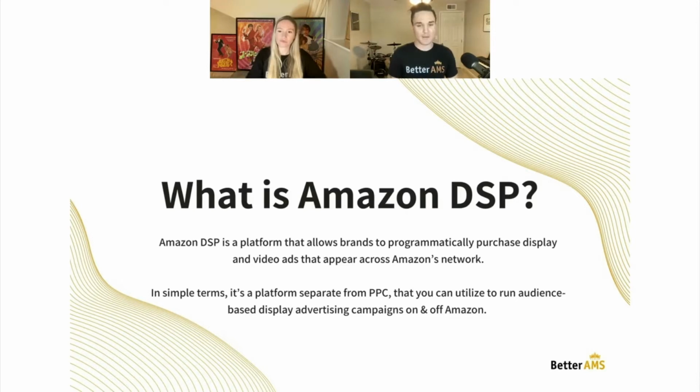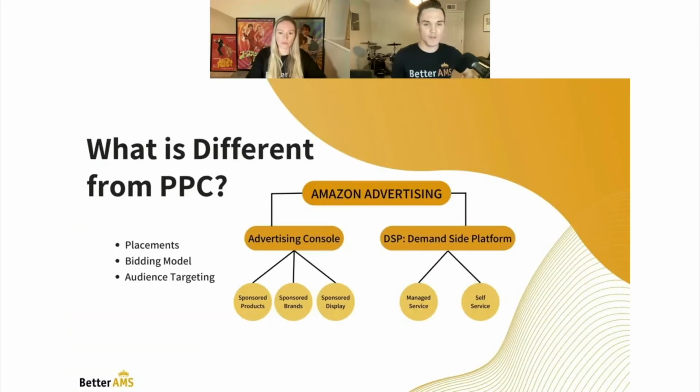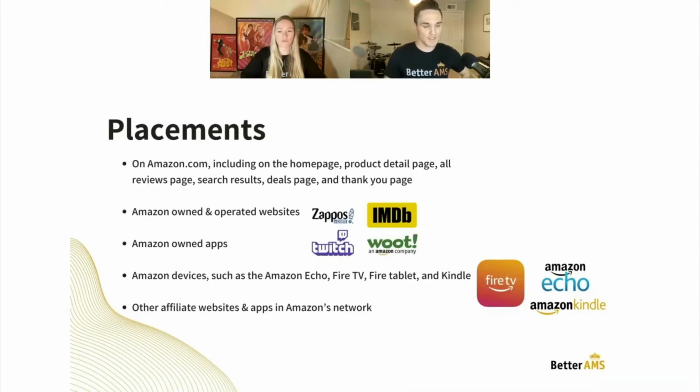It's a platform that's separate from your PPC advertising that you utilize to run audience-based advertising campaigns on and off Amazon. So to peel the onion back one layer and show what that looks like and highlighting some key differences between PPC and DSP, we're going to cover the placements, the bidding model, and the audience targeting differences from sponsored products, brands, and display. So getting into it, we'll start with placements.